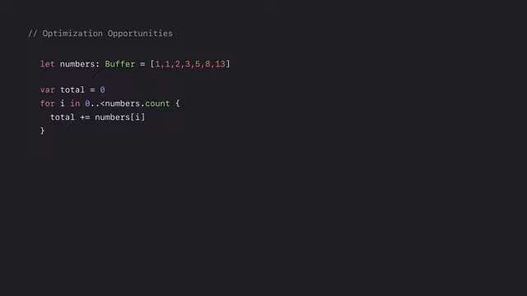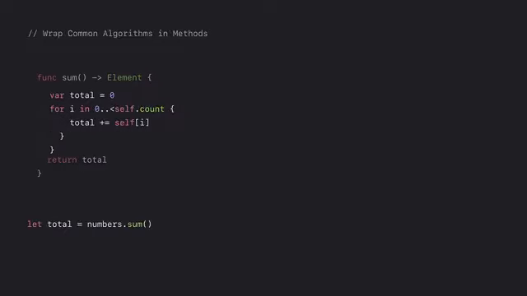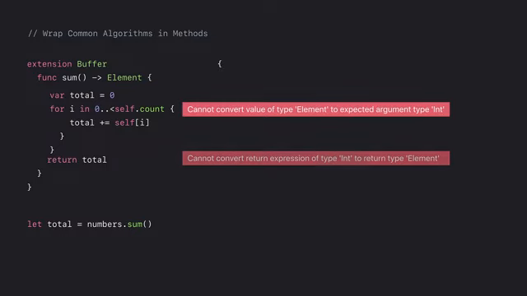Now, if you were writing a loop like this on a regular basis to sum up a buffer of integers, it might make sense to extract it out into a method, an extension on buffer that's more unit testable and more readable when you actually call it. But you probably know that if you've written code like this, you'll get a compilation issue, because not all element types can be summed up like this. We need to tell the compiler more about the capabilities the element needs to have in order to make this method available on a buffer.